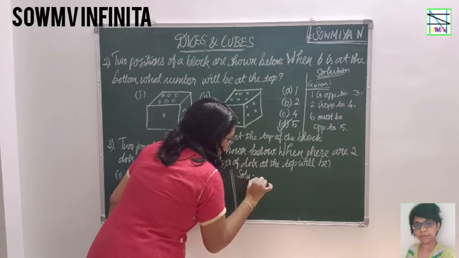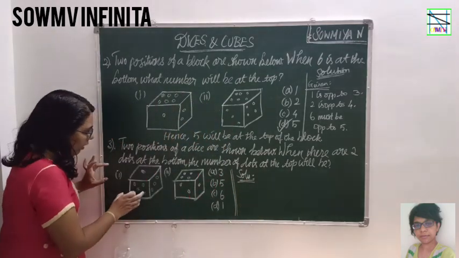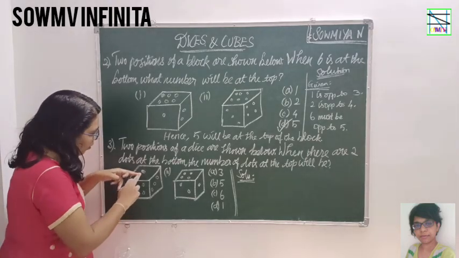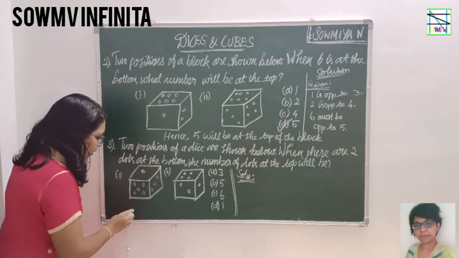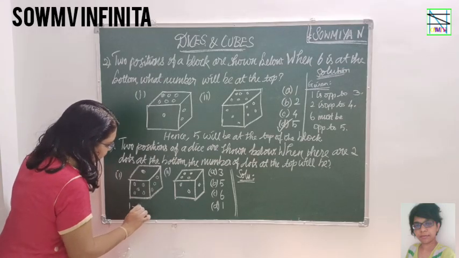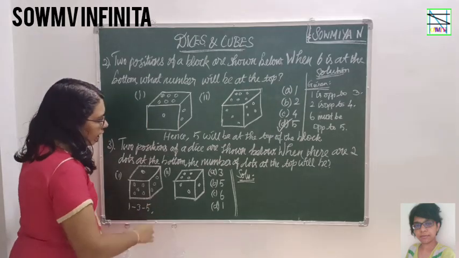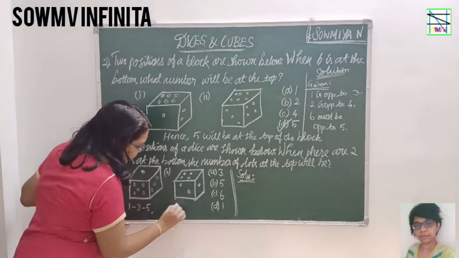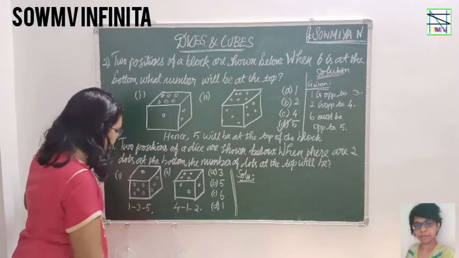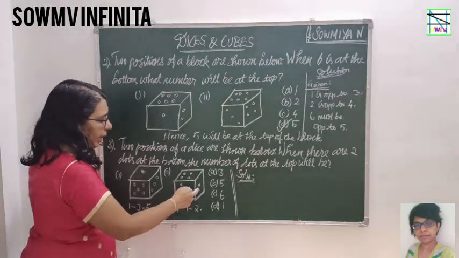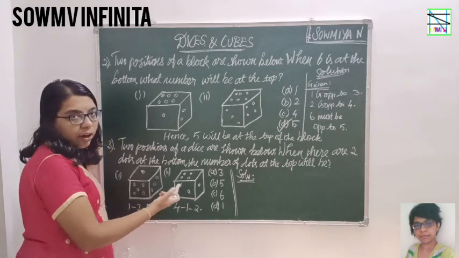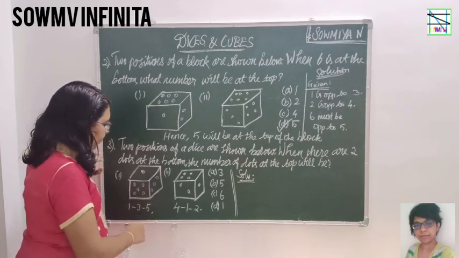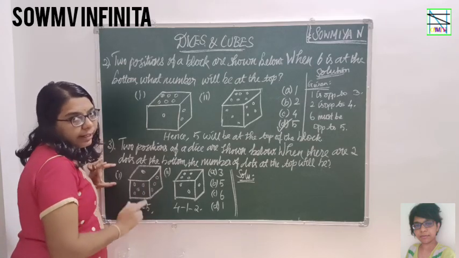Solution. Here the first dice has 1, 3 and 5 dots. The second dice has 4, 1, 2, which means 1 appears in a clockwise or anti-clockwise direction. So we can apply the second condition rule.